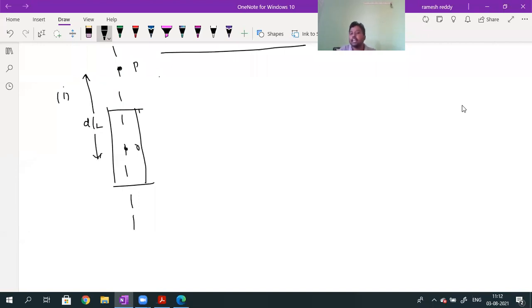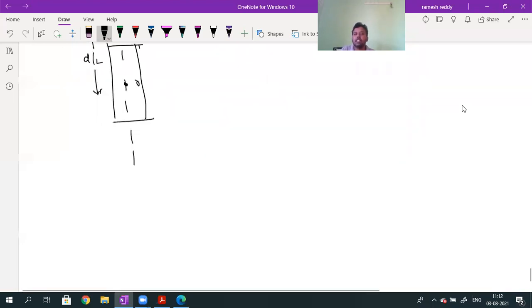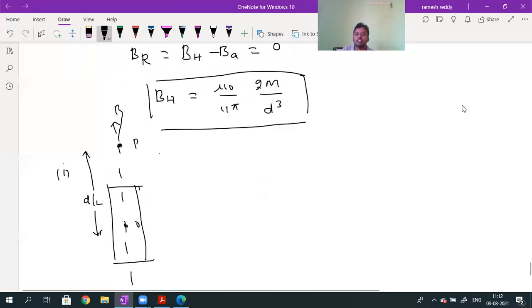At a distance D by 2, two magnetic fields are there. One is the horizontal component, which is given by BH. And one more is given by BA dash. Here BA dash value is more than BH. If I want to calculate the resultant magnetic field induction at point P, BA dash value is greater, so BA dash minus BH.